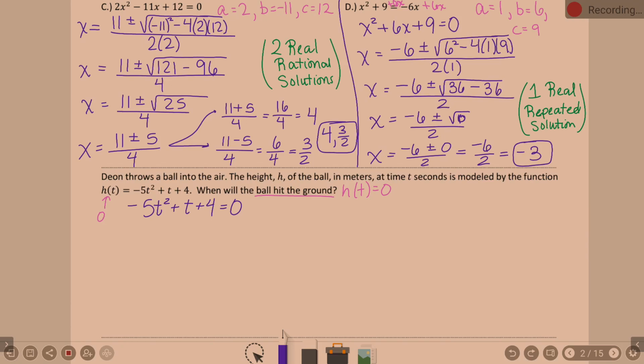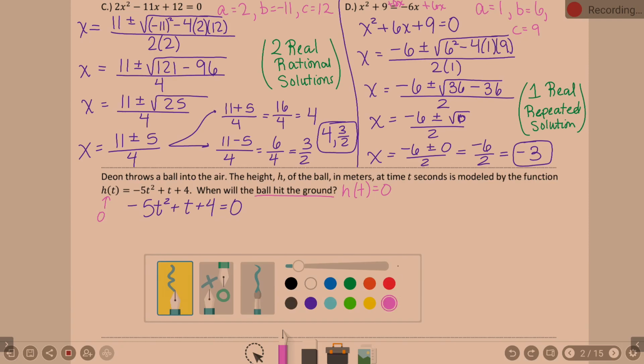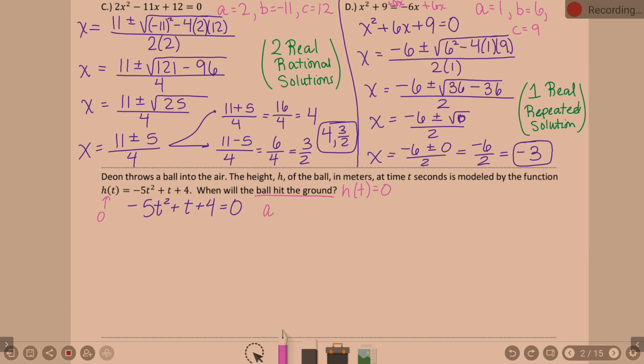This one, again, I'm going to take the quadratic formula. Technically, this one would factor if you really wanted to do slip and slide. No. Okay, did you write down your ABCs? Or are you over it? I wrote it down. A is -5, B is 1, and C is 4.